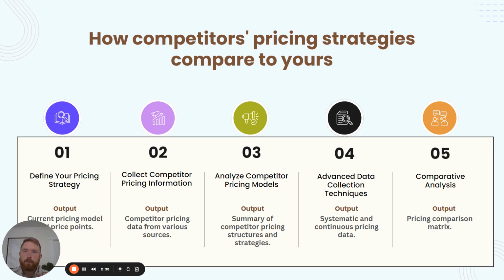So the first one here is define your pricing strategy. You'll eventually be looking at competitor strategies, but you need to lock down yours. Identify your current pricing models, such as cost plus, value-based, or dynamic pricing. List the price points for all your products and services, and document any regular discounts, promotions, or loyalty programs you may run. You really have to understand where you stand in the market in terms of pricing, whether you're positioned as premium, mid-range, or budget.